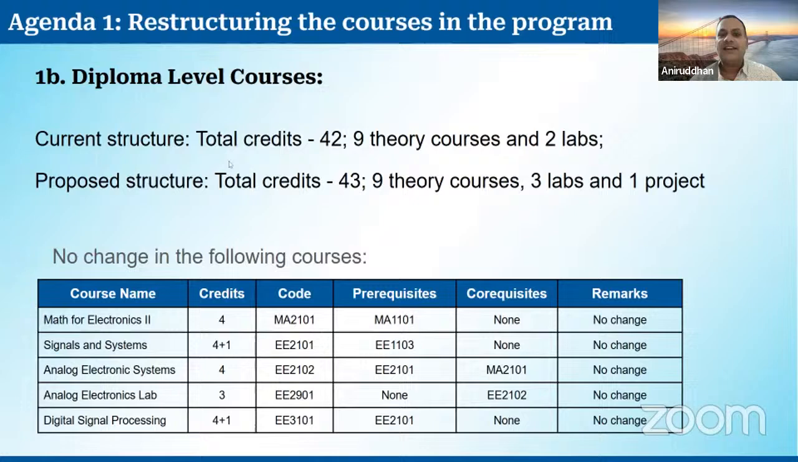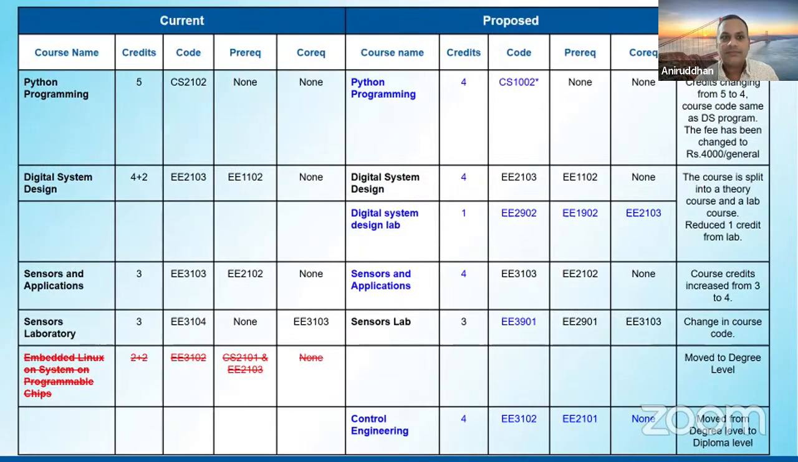And most of these courses below here have not changed. So you can see maths for electronics, signals and system, analog electronic systems, analog lab, this DSP. They have not changed. Next slide, please. These are the courses that have changed. Again, left side has the current structure, right side has the proposed structure that these courses are changing into.